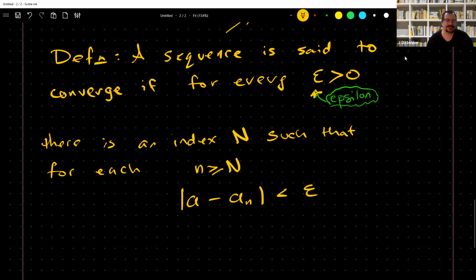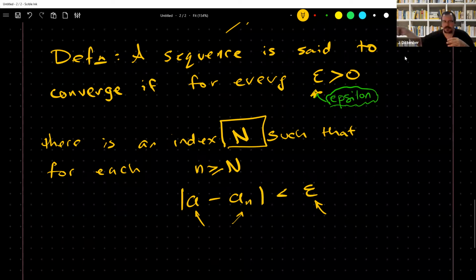So A minus A sub N, it just means that whatever this value is, it's going to be less than epsilon. And I can make epsilon as small as I like. I'll always be able to find that this distance between this A, which I'll tell you what that's going to be in a moment, and this A sub N will be smaller than that epsilon. Okay, so there's this index N after that point in our sequence.